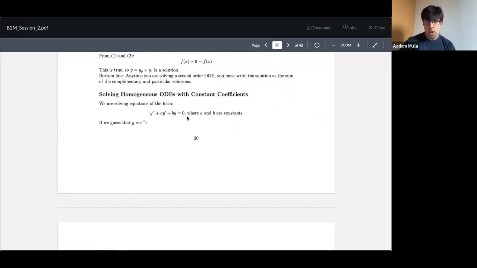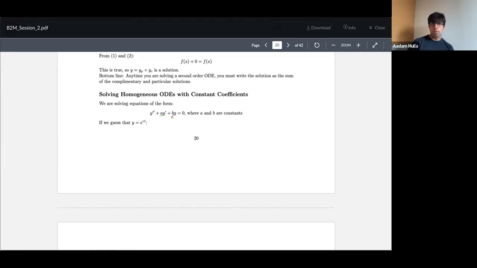So those are of the form y double prime plus ay prime plus by equals 0, where a and b are just numbers. Okay. Now, the nice thing with these is the guess. Basically, the idea with differential equations is we want to take a guess at what the solution should be.